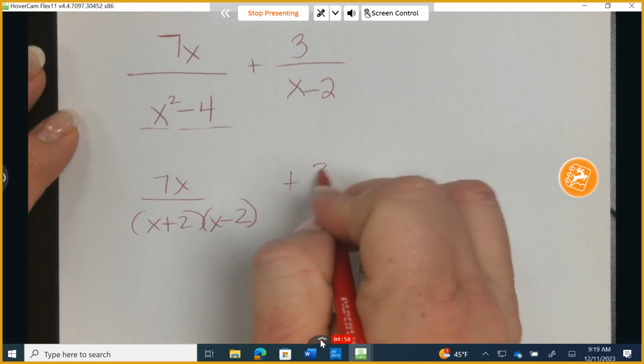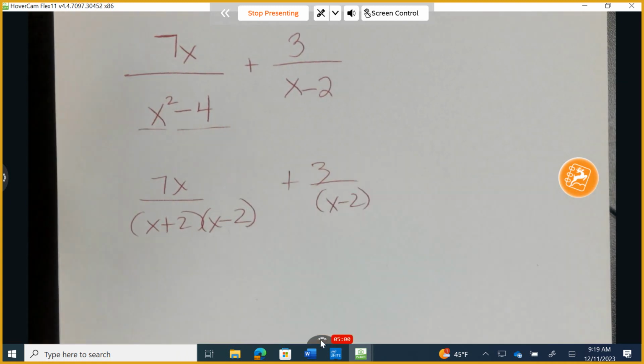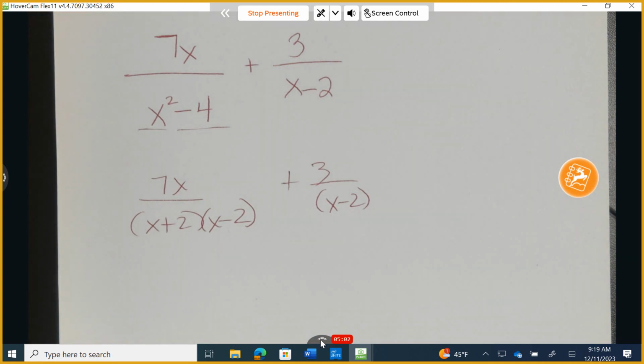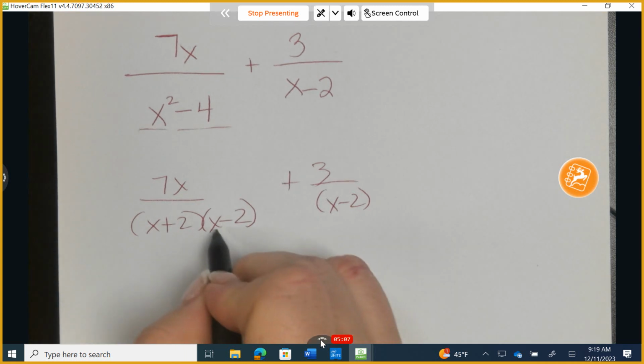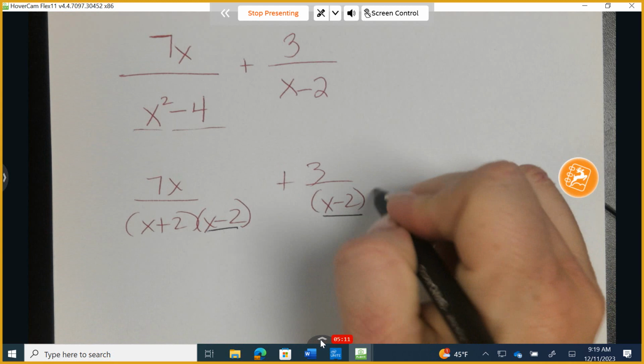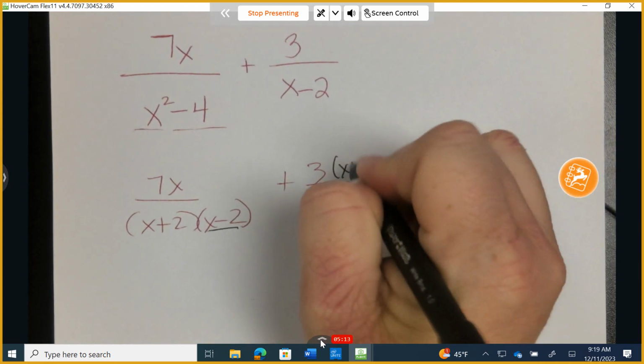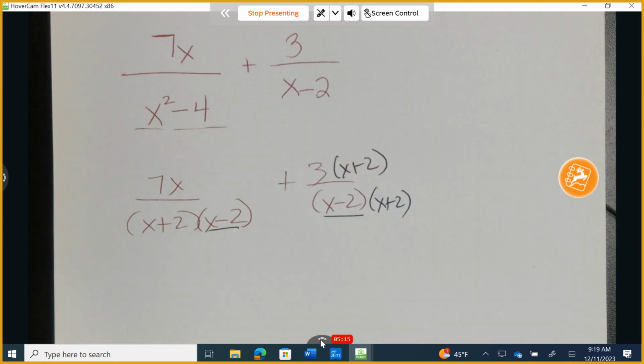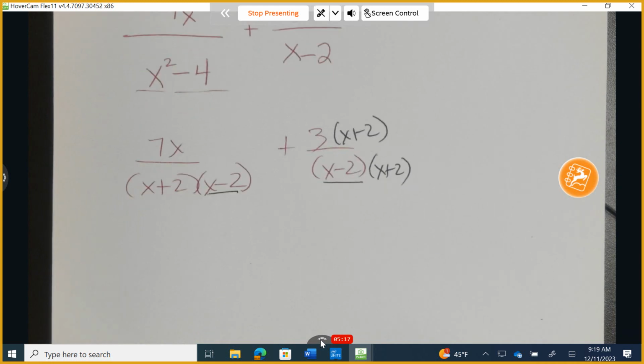Okay, so when I look at both the left and the right in this situation, I'm looking for that common denominator. What makes the denominators, the bottoms, look exactly the same? So these two parts are exactly the same, but this has an x plus 2. This is missing an x plus 2. So x plus 2 and x plus 2. All right, so what do I do next?